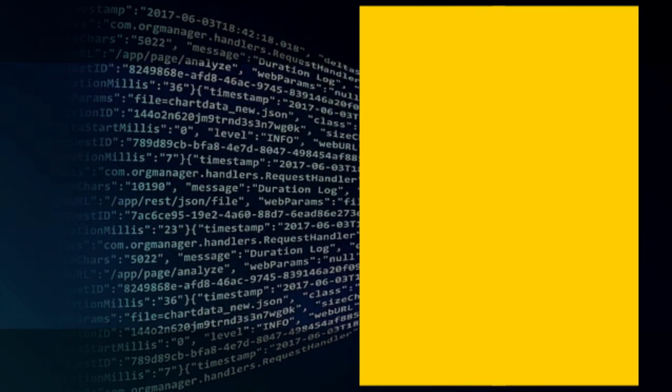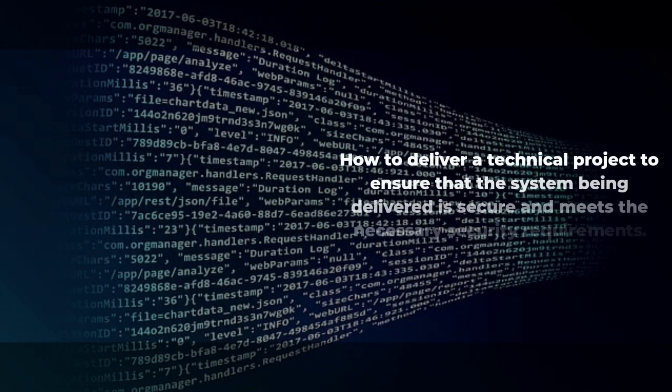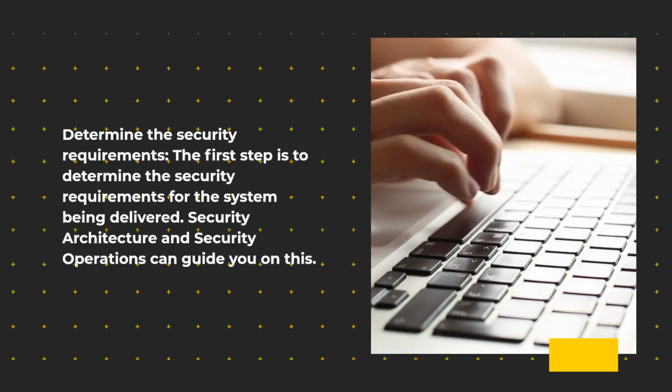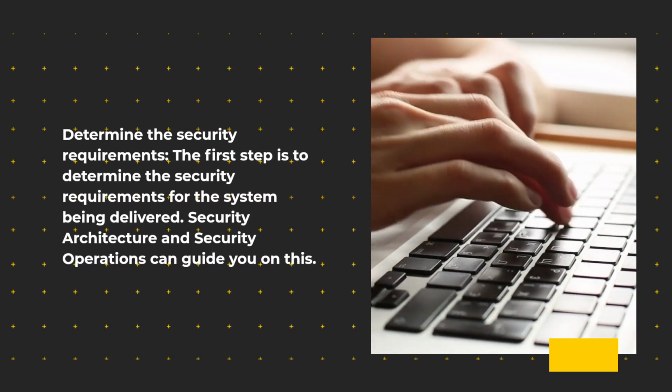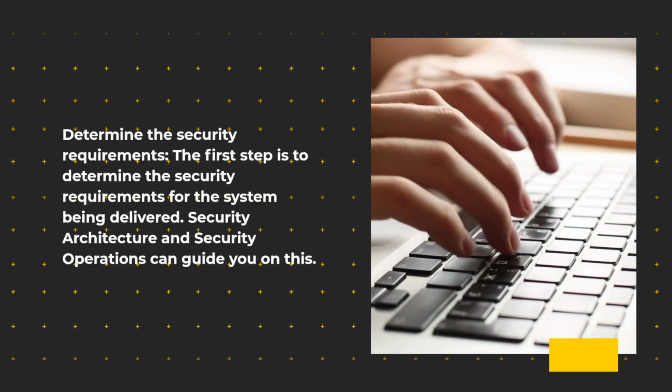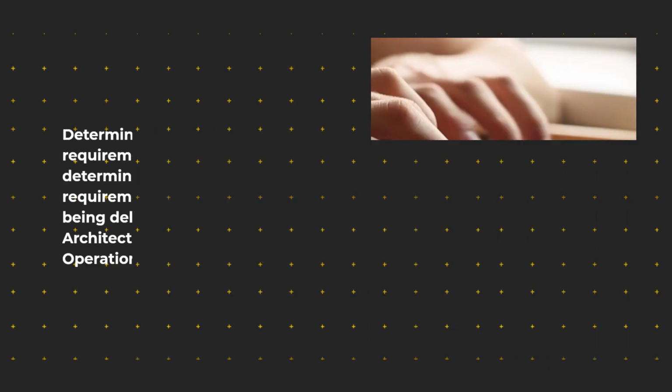How to deliver a technical project to ensure that the system being delivered is secure and meets the necessary security requirements. Determine the security requirements. The first step is to determine the security requirements for the system being delivered. Security architecture and security operations can guide you on this.